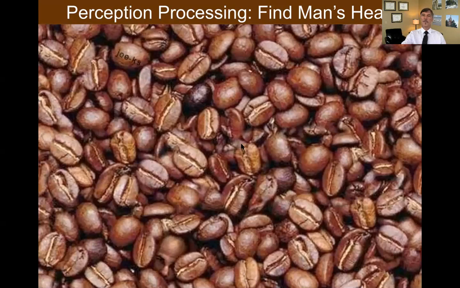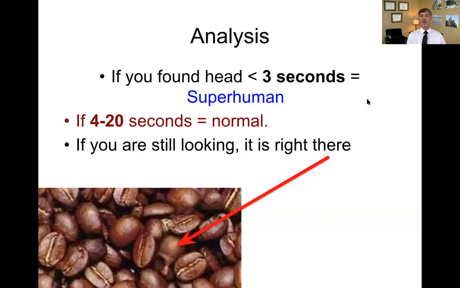and I'll move ahead. If you found it super quick in 3 seconds, it's down there at the bottom. Bottom left, you can see there's a little head poking through. If you found it in 20 to 40 seconds, it's normal. If you're still looking, there it is. Some of us take a long time because we take a different procedure.